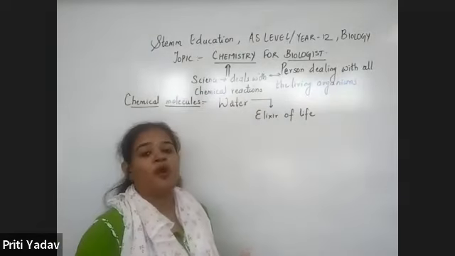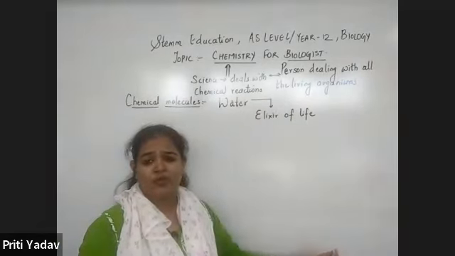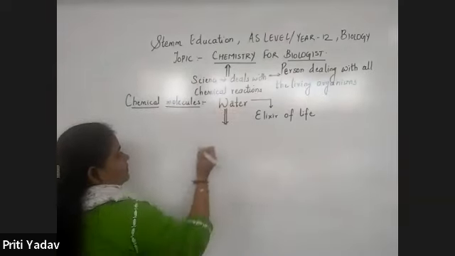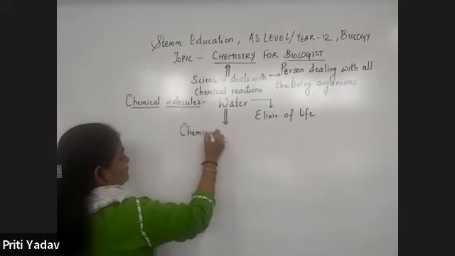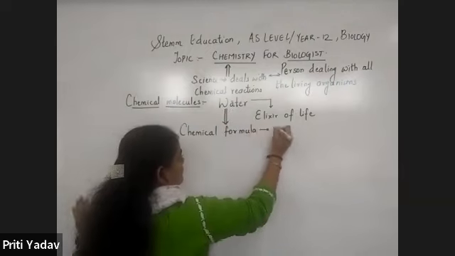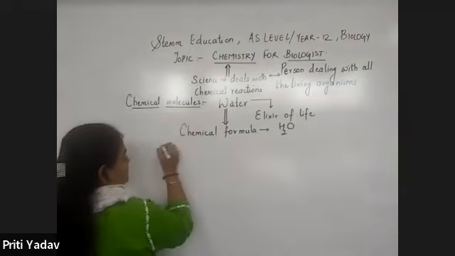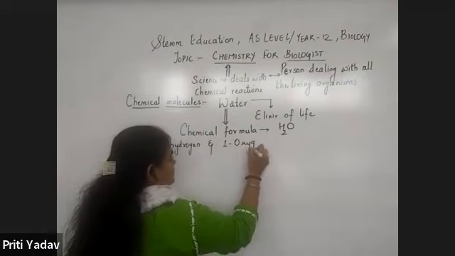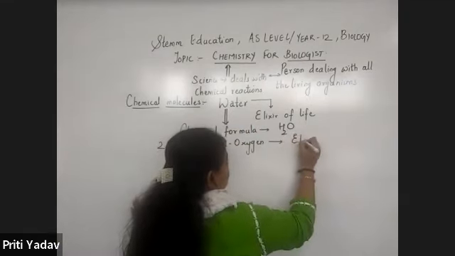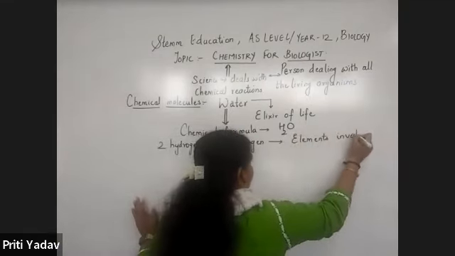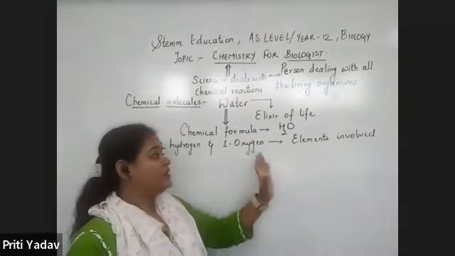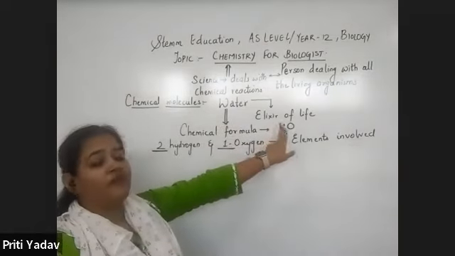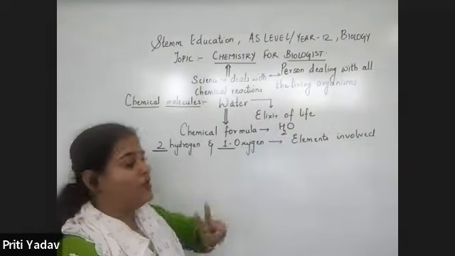Basically, it is required by each and every organism, from a single microscopic organism to a higher level organism, plants and animals both. Now, water has the chemical formula H2O. Here, 2 hydrogen and 1 oxygen are the two elements which are involved. Trying to understand the concept, it is 2 hydrogen and 1 oxygen, but the number of elements involved is 2, hydrogen and oxygen.